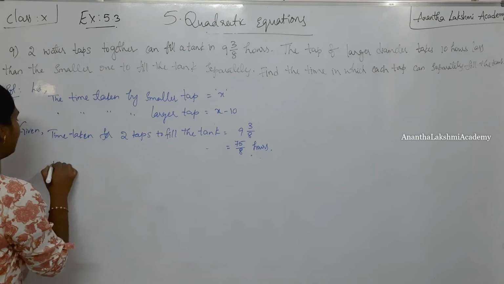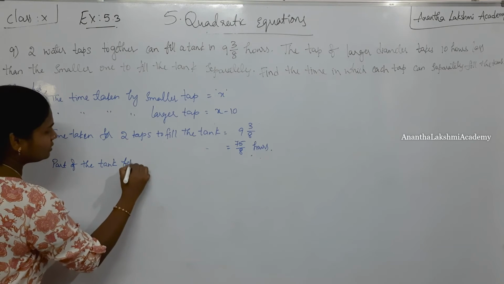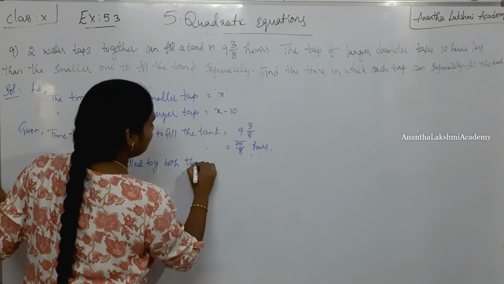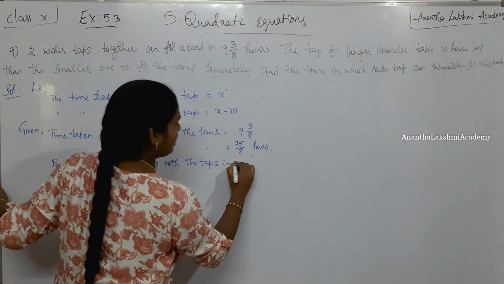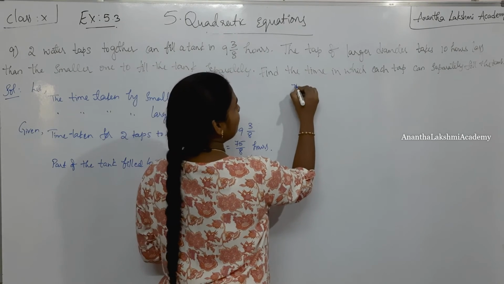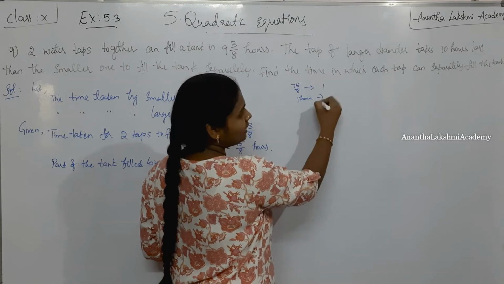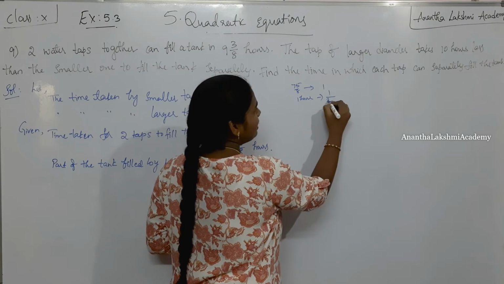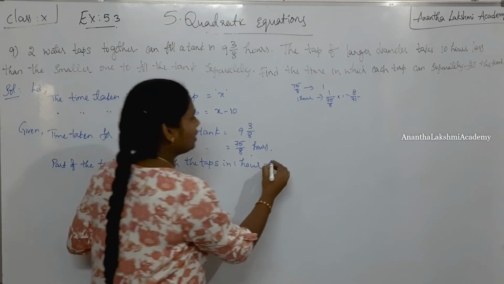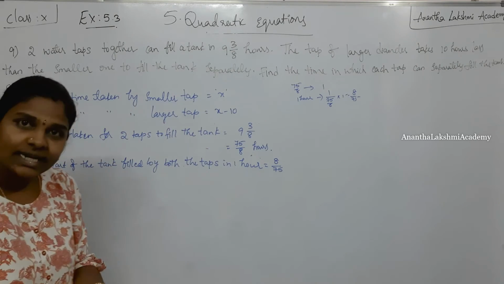So the part of the tank filled by both the taps in 1 hour. It takes 75 by 8 hours to fill one tank. In 1 hour, how much part of the tank is being filled? 1 by 75 by 8 into 1, which is nothing but 8 by 75. That is what we are going to write. 8 by 75 part of the tank is being filled by both the taps in 1 hour.